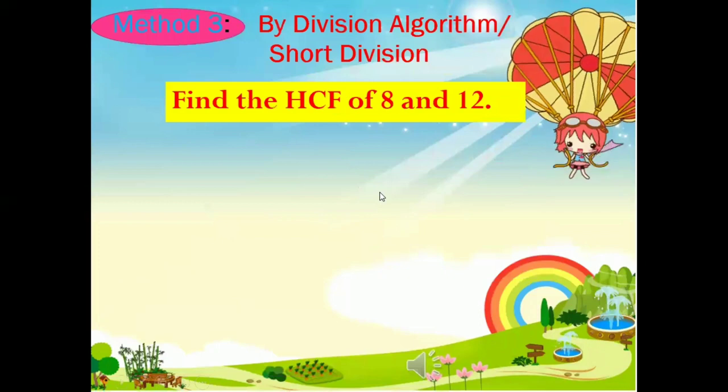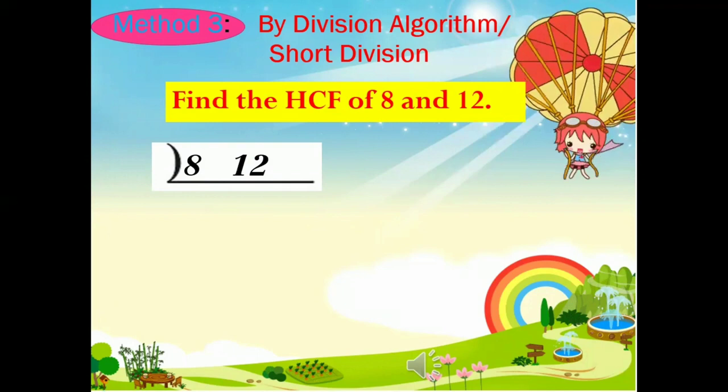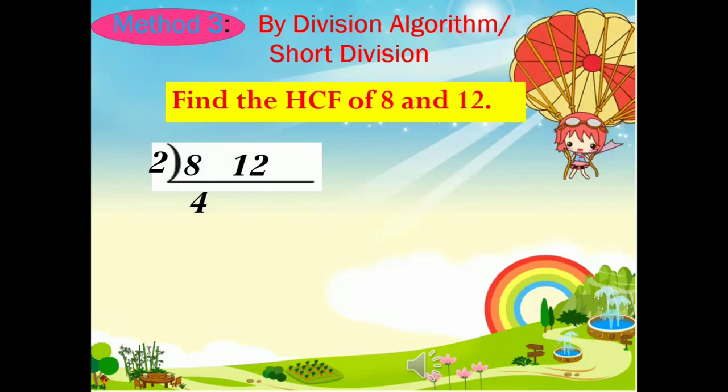Okay, another method to find the highest common factor is by the division algorithm or the short division. This time, the two numbers we will put inside the short division, okay? And then you can use any number that can divide these two numbers. It's not necessary that it is a prime number. So let's start with a small number, 2. 8 divided by 2 is 4. 12 divided by 2 is 6.